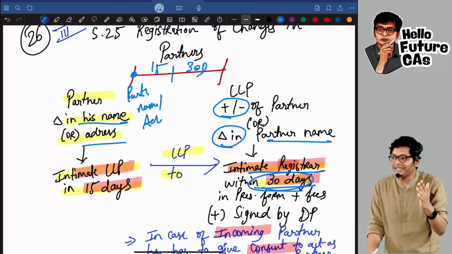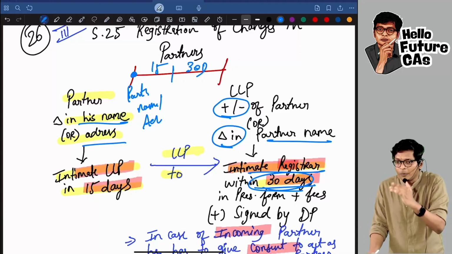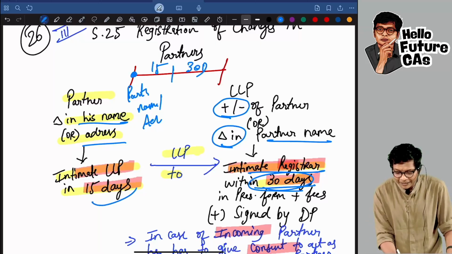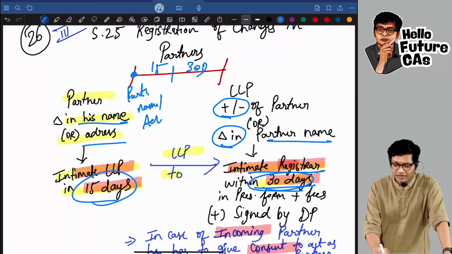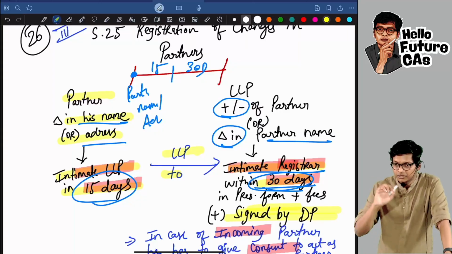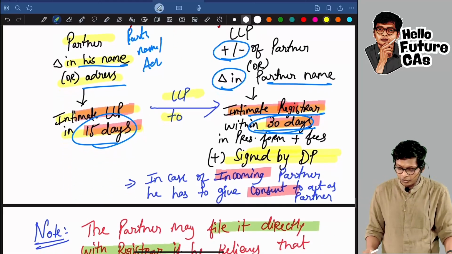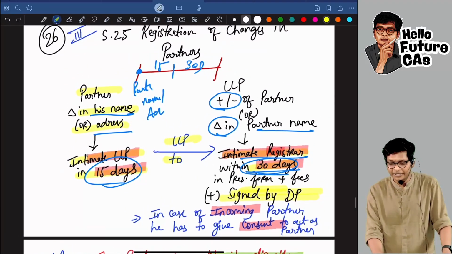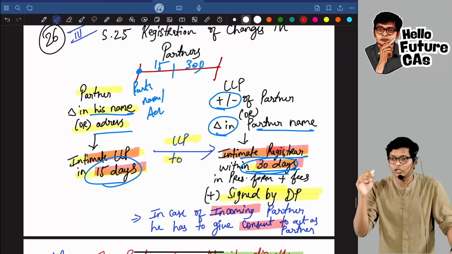Sir, fill in the blanks. The LLP has to intimate within how many days to the ROC? 30 days. Firm to LLP within 15 days. Whenever you are intimating, they are asking basic stuff, signed by a designated partner. Are you following, guys? Clear? If an auditor is coming to be the auditor of a company, he has to give a consent to act as auditor.